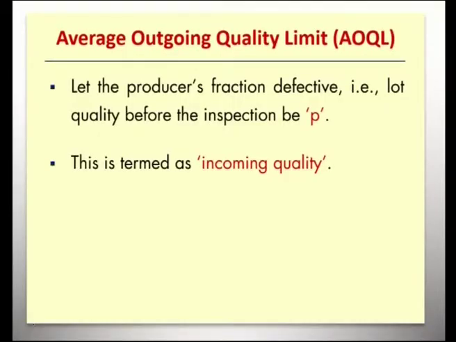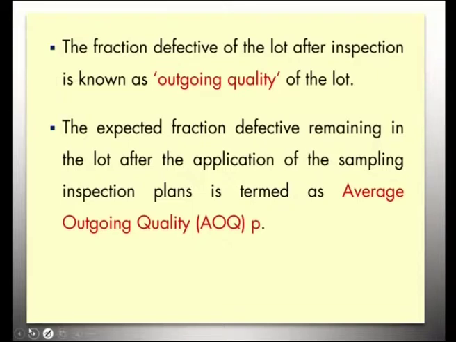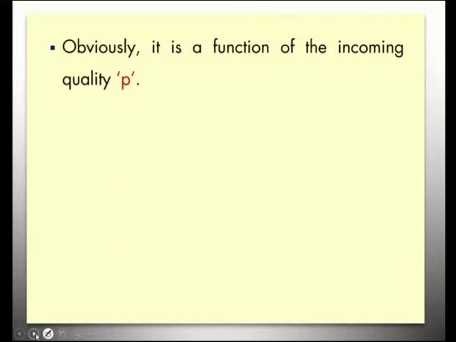The producer's fraction defective, that is, the lot quality before inspection, P, is called the incoming quality. The fraction defective of the lot after inspection is known as the outgoing quality of the lot. The expected fraction defective remaining in the lot after the application of the sampling inspection plan is known as the average outgoing quality, that is AOQ. It is represented as P bar. Obviously, it is a function of the incoming quality P. So, we talked about incoming quality and outgoing quality.